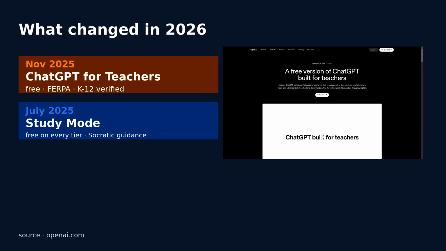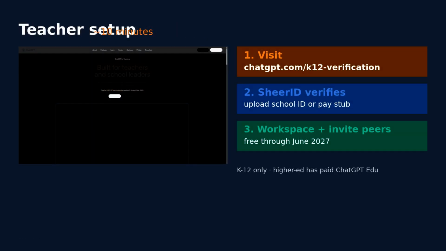A few months earlier, in July 2025, they launched Study Mode for students. It's free on every tier, including the free one. It was designed in collaboration with teachers, scientists, and pedagogy experts, and it does the opposite of what people fear about AI in the classroom. Instead of giving the answer, it walks students through the problem with Socratic questioning, scaffolded responses, and knowledge checks.